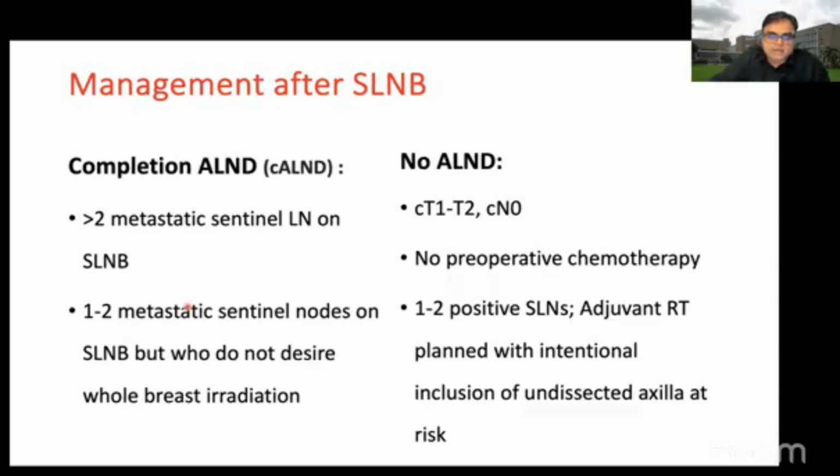Management after sentinel lymph node biopsy. When there are more than 2 metastatic sentinel lymph nodes on SLNB, then usually we opt for axillary lymph node dissection, or with 1 or 2 metastatic sentinel lymph nodes on SLNB but who do not desire whole breast irradiation. Similarly, in patients with 1 to 2 positive sentinel lymph nodes, if adjuvant RT is planned with intentional inclusion of the undissected axilla, then we can avoid axillary dissection.